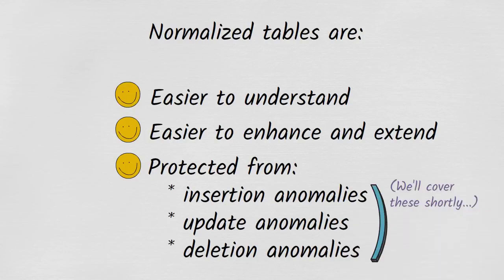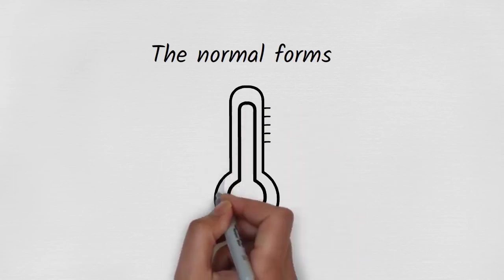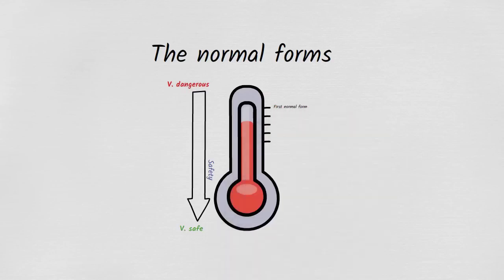More on these later. How do we determine whether a table isn't normalized enough? In other words, how do we determine if there's a danger that redundant data could creep into the table? Well, it turns out that there are sets of criteria we can use to assess the level of danger. These sets of criteria have names like first normal form, second normal form, third normal form, and so on.